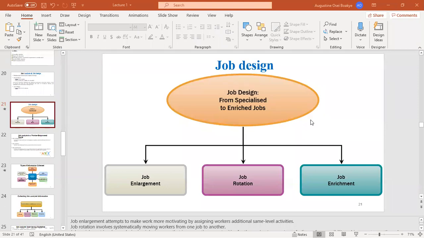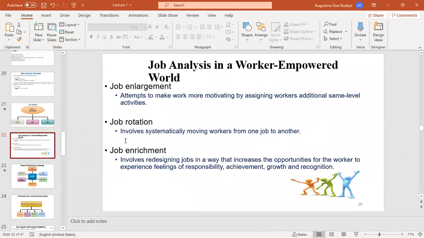All right. Good. Can you see my screen now? Yes, sir. Good.